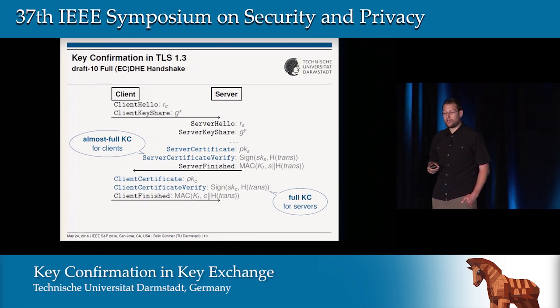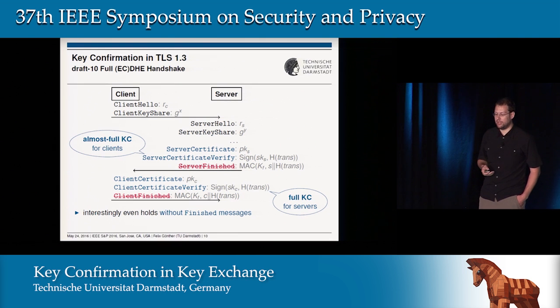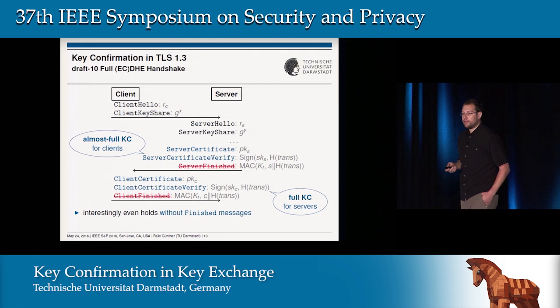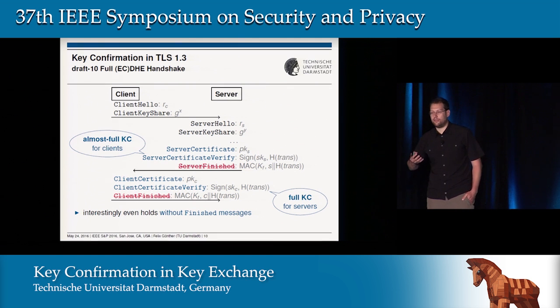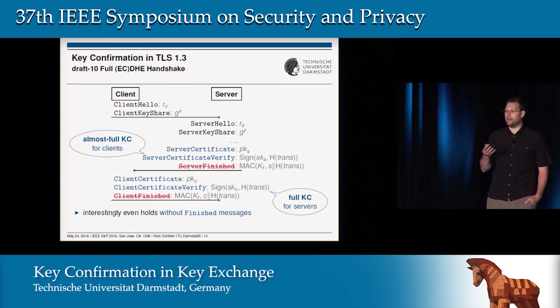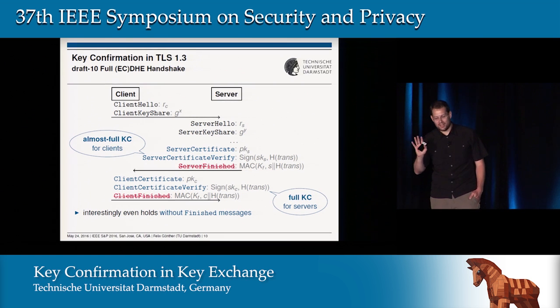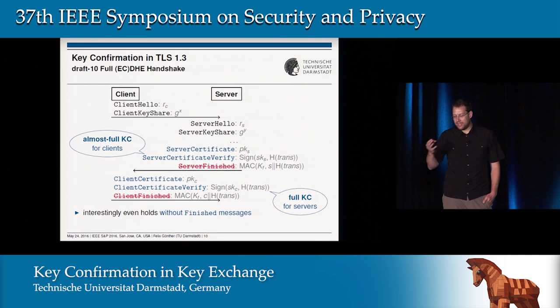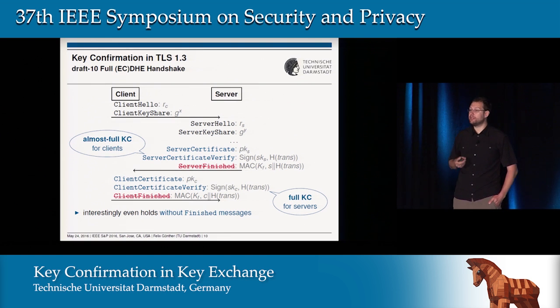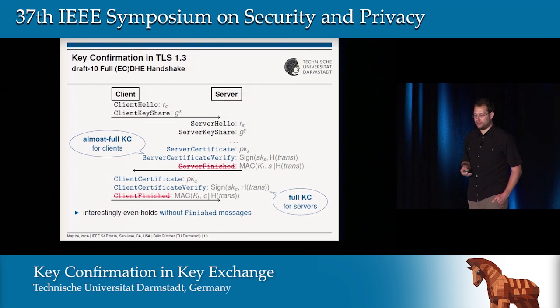Interestingly now, we show this based on the signatures in the protocol, not based on the MAC value sent, so the finished messages, which somewhat resemble this generic transform, which might be a bit surprising because often finished messages are thought of as the means of getting key confirmation. But we can actually show that even without them, the same properties hold. Beware now, this does not mean that we advocate removing finished messages, hell no. It just says, okay, you get this from some other parts of the protocol already. In particular, the finished messages are quite important for other modes and for other aspects of security in this protocol. But for key confirmation, you can actually rely on the signatures.